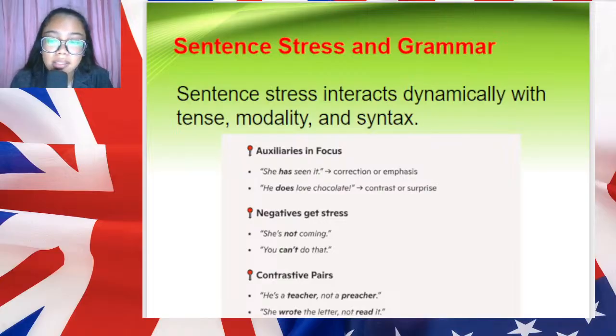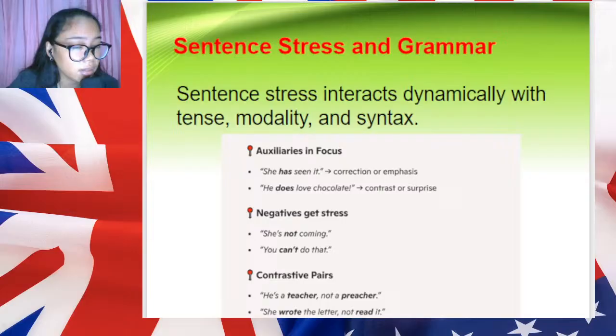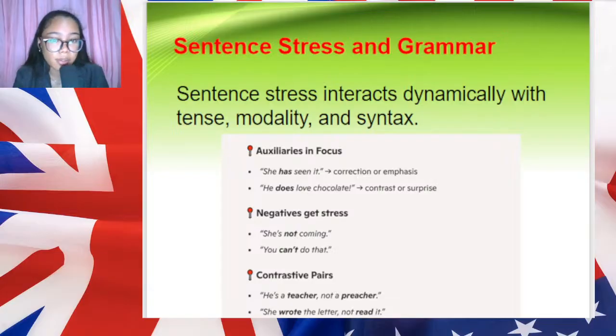Take the sentence that we have here. "She has seen it." Again, "she has seen it." Normally, we wouldn't stress "has" because it's an auxiliary verb, it's a function word. And remember our rule number 2 when it comes to sentence stress: function words are usually unstressed. Not all the time, but usually. This is an example of a function word that is stressed. It's an auxiliary verb. It is grammatically important, of course, but usually spoken lightly.